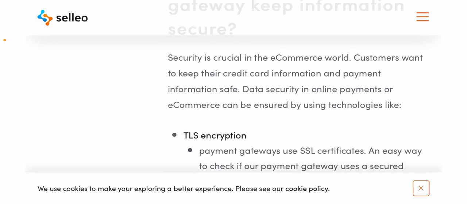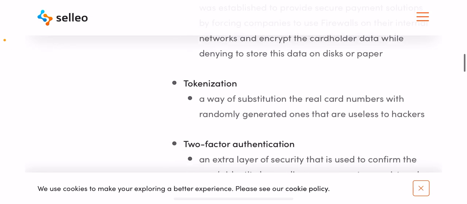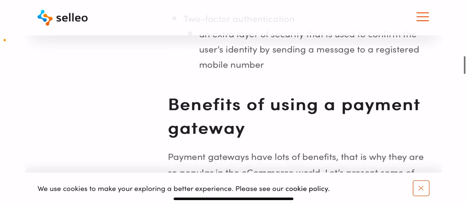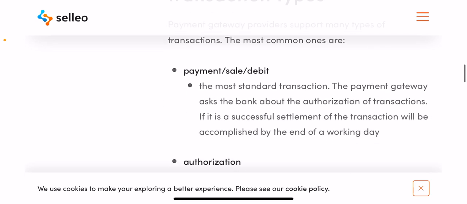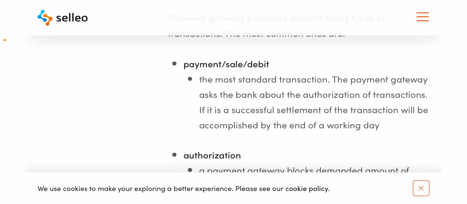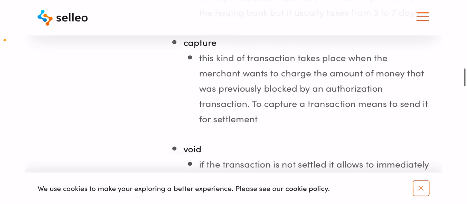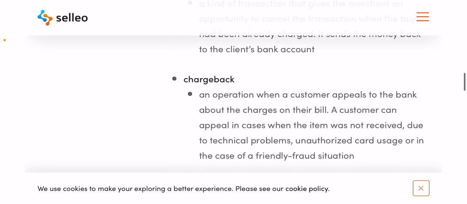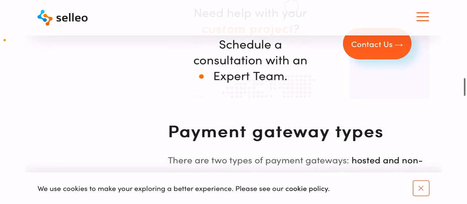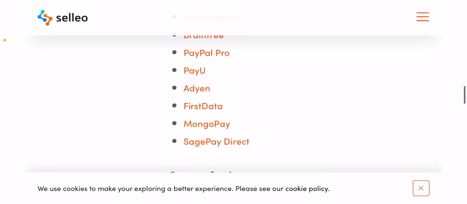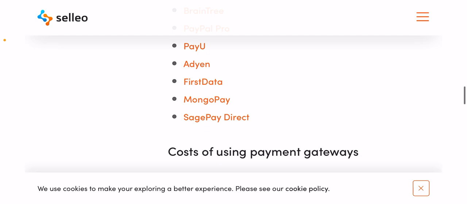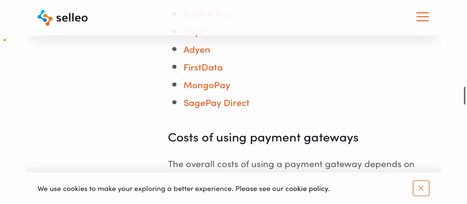So, how does a payment gateway keep information secure? It's crucial in the e-commerce world. Customers want to keep their credit card information and payment information safe. Data security in online payments or e-commerce can be ensured by using technologies like TLS encryption, payment gateways using an SSL certificate, PCI DSS compliance, tokenization, and two-factor authentication.